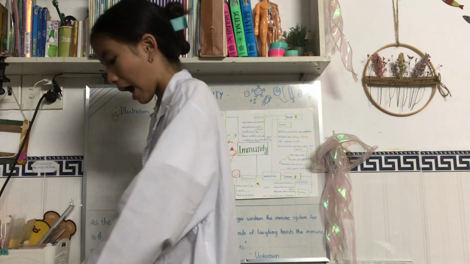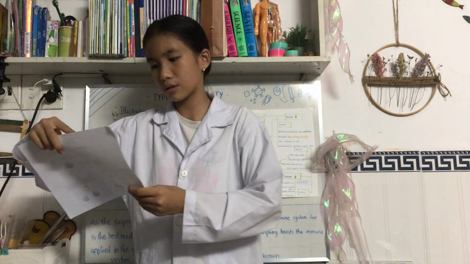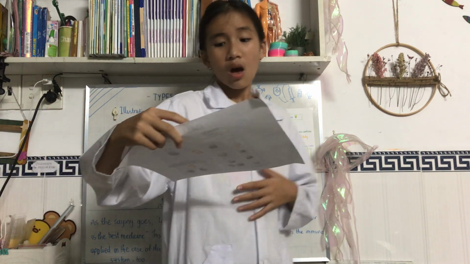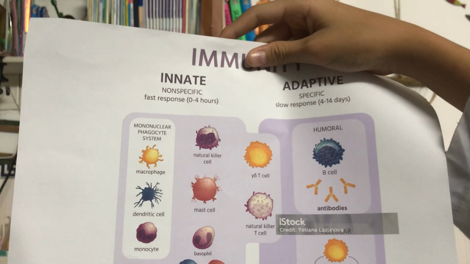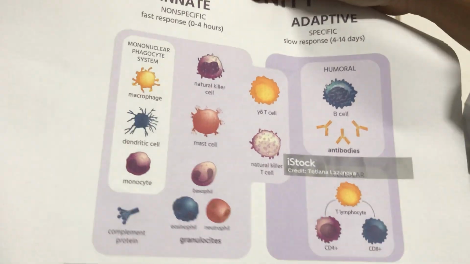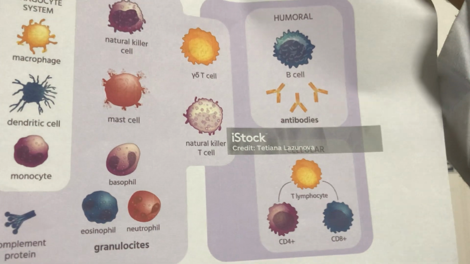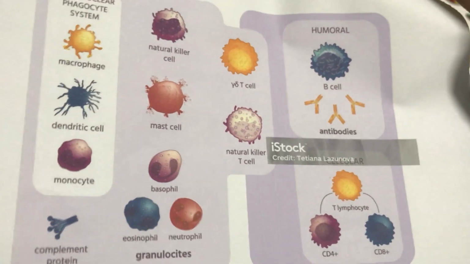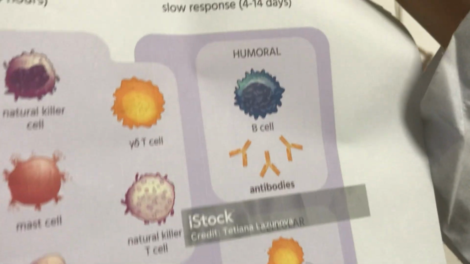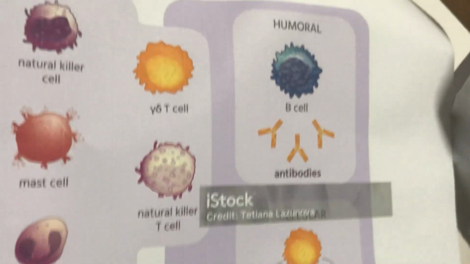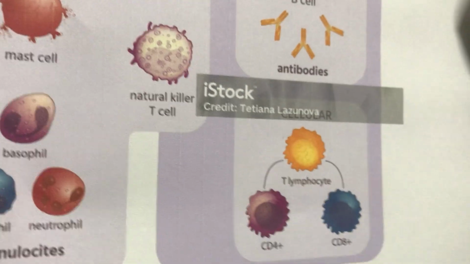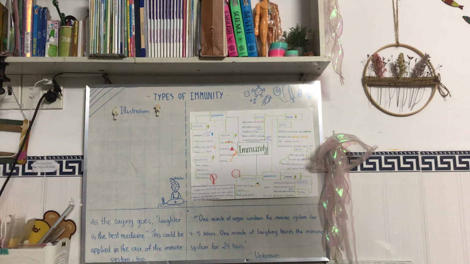Then we also have this, which is the cells, basically just the cells of our immune system. Our innate immunity has macrophages, dendritic cells, monocytes, and neutrophils as well, and basophils, mast cells, natural killer cells. For our adaptive one, we have the B cells, the T cells, the antibodies, the cellular, which is the T lymphocytes, and every cell too.